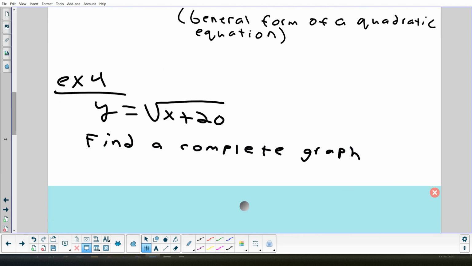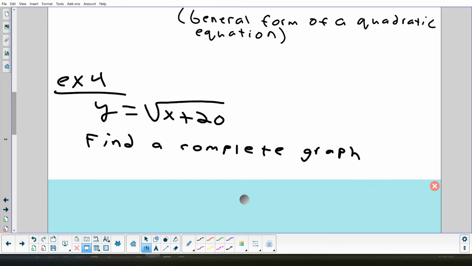Okay. Let's find a complete graph of this one. So that's a square root function. And we're dealing with the real number system. You don't think about imaginaries. So when you take square roots, is there any restriction on what you are allowed and not allowed to do? Well, if we're not doing the imaginary number system, there can't be any negatives. Can't take the square root of a negative number.